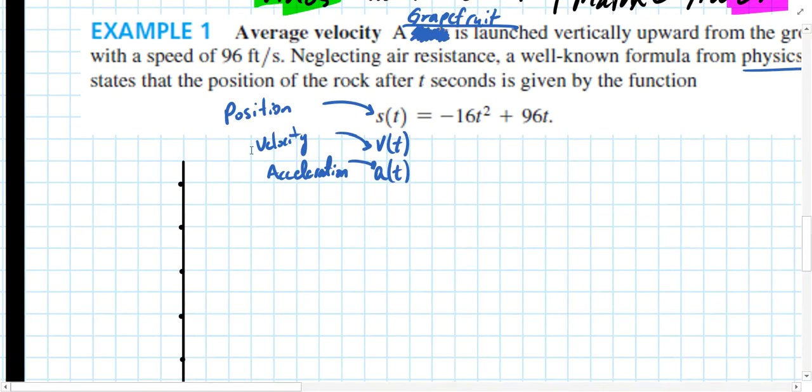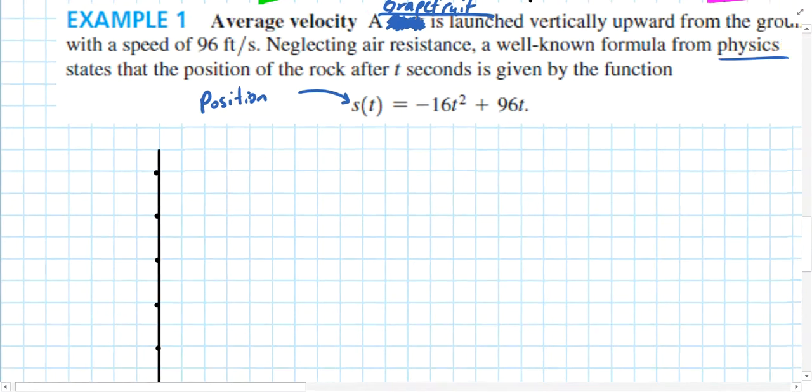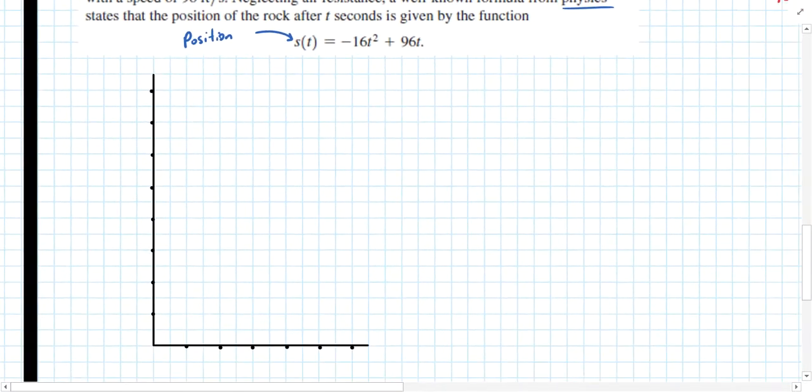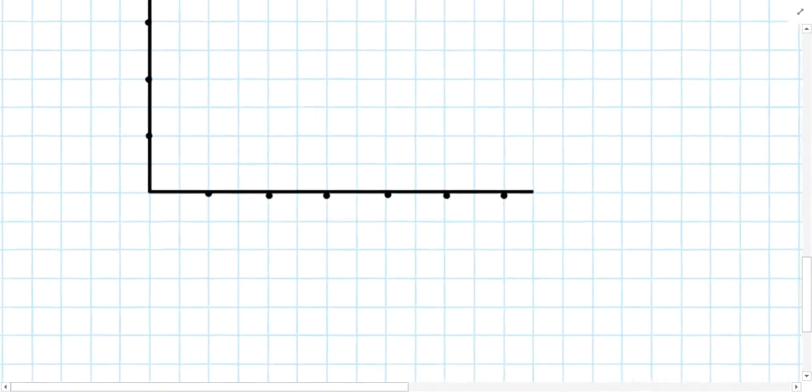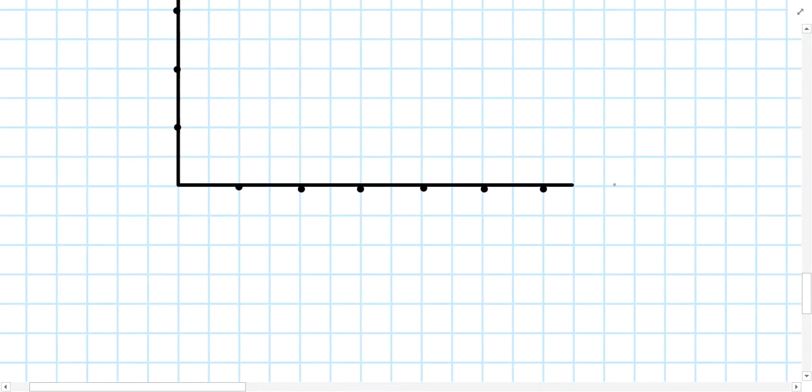So what I would like to do is just talk about where this grapefruit is after we launch it in the air. And so I've labeled my graph as such. The x-axis is actually a t-axis for time, and this is a time in seconds. And we'll measure from 1 through 6 seconds. I think that would be appropriate for this example.